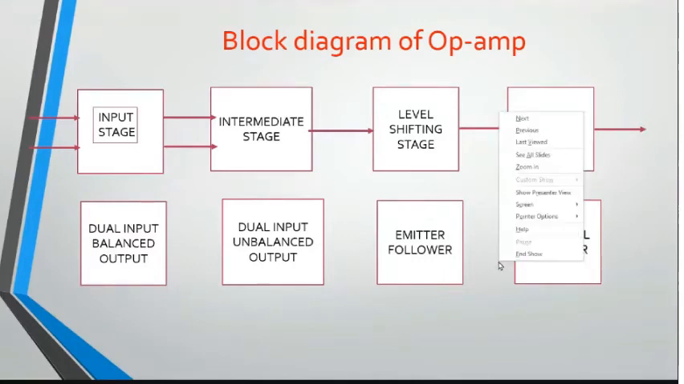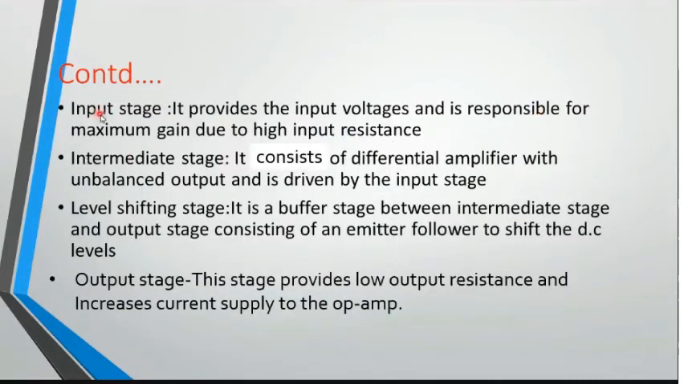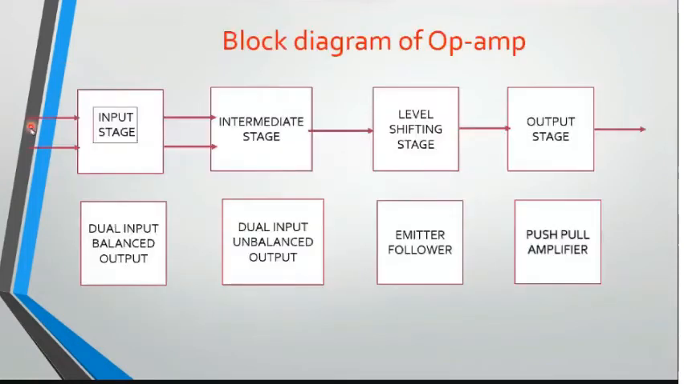Now let us see what takes place in each. In the input stage, what does it do? It provides input voltages and is responsible for maximum gain due to high input resistance. Between these two terminals, what is important is that you should have a very high input impedance. This is provided at the input stage, and the voltages V1 and V2 for performing the operations will be provided at these two terminals.